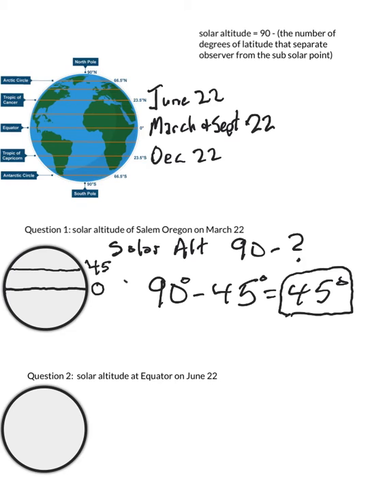Question 2 is, what is the solar altitude at the equator on June 22nd? All right, so here we go. The place of interest now is the equator. Okay, so that's 0 degrees. Where is the subsolar point? That's the other thing we always have to know in these. We know the observer's at the equator, and we know the subsolar point on June 22nd. We can go up to our globe way up on top there, and we labeled that. So on June 22nd, the sun is directly overhead at the Tropic of Cancer. So let's draw that in.